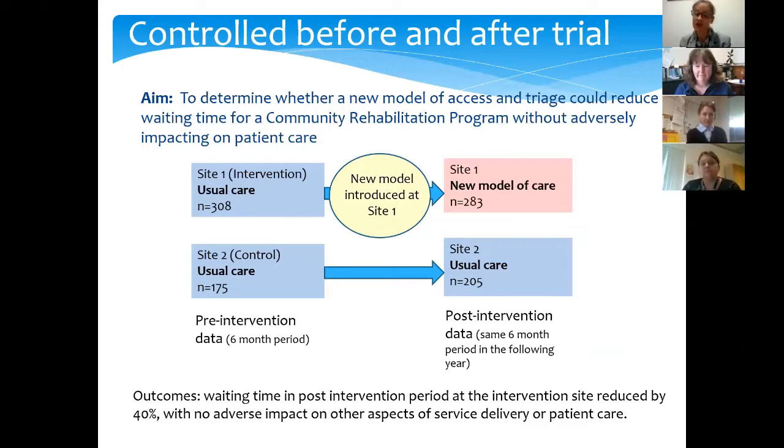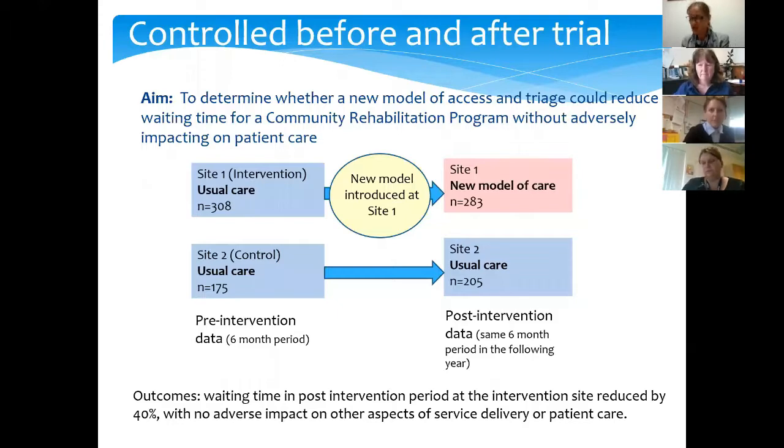And we're then able to compare site 1 pre to post, but we could also compare the intervention site with the control site. And we found that waiting times in the post-intervention period at the intervention site reduced by 40% without any adverse impact on other aspects of service delivery or patient care, and there weren't any significant changes at the control site. So just adding that extra element to the research design gives us a lot more confidence that the change in the model of care was responsible for those reductions in waiting time and not something else that was going on at the service at the same time.